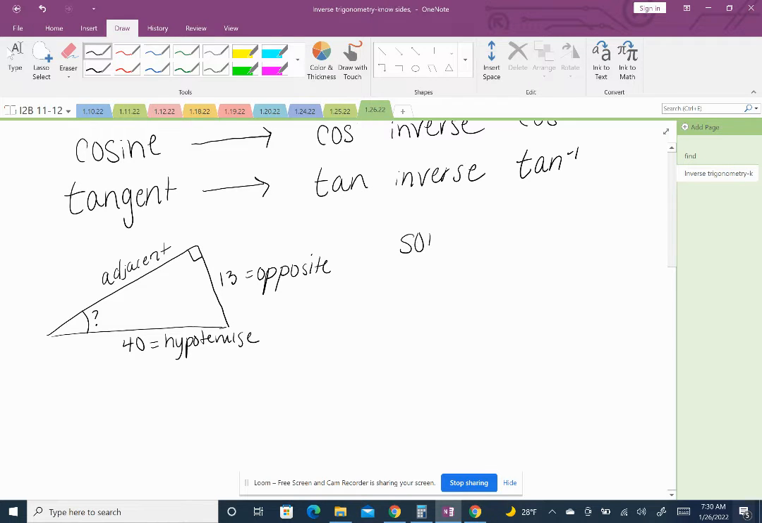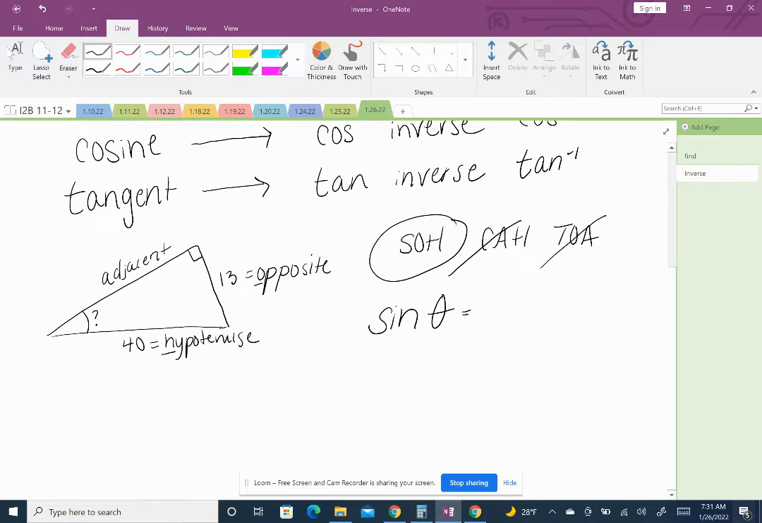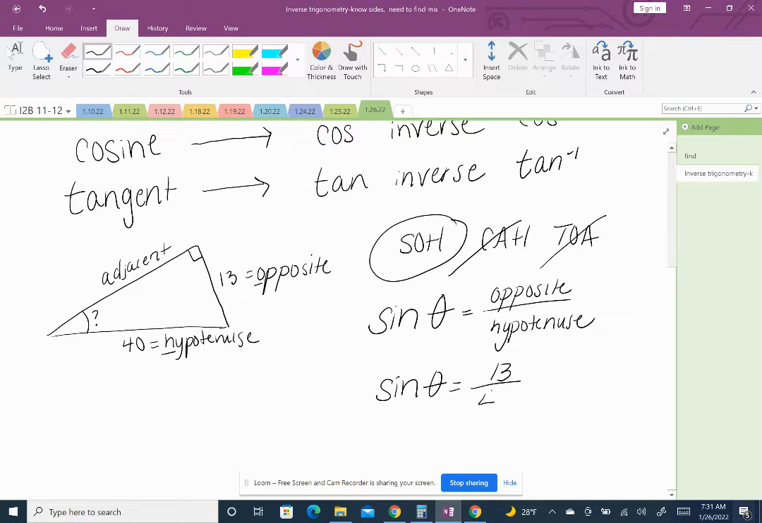Okay, so we can remember SOHCAHTOA. I have my O and I have my H. So can't do that, need an A, can't do that, and I have my H. So I'm going to use my sine. So sine of the angle is equal to the opposite over hypotenuse. Okay, so sine of my angle is going to equal 13 divided by 40.